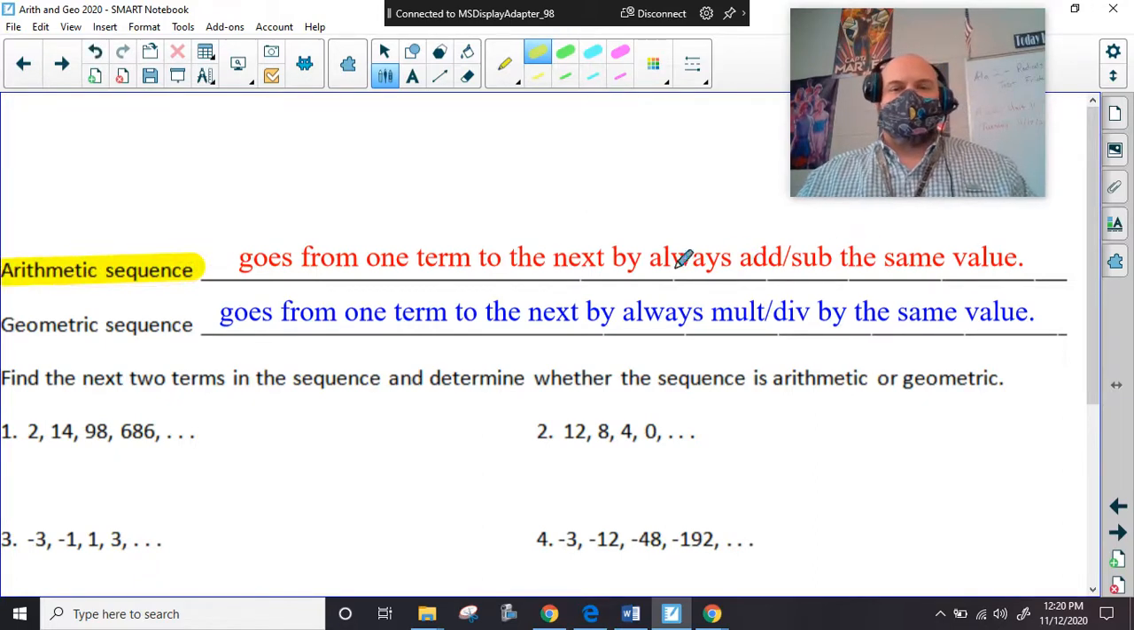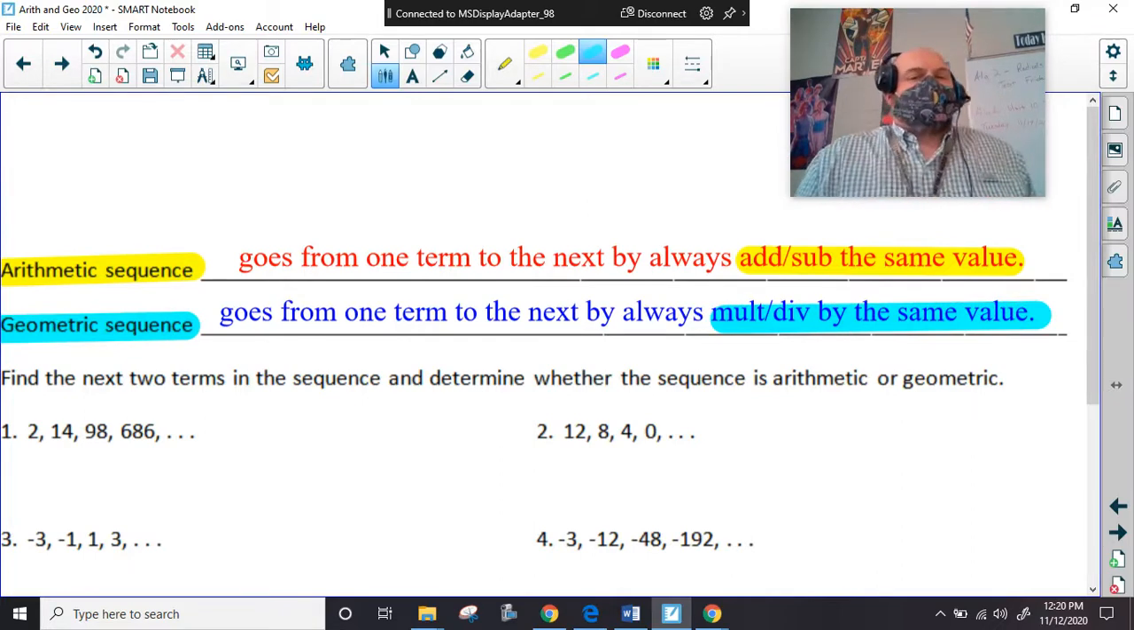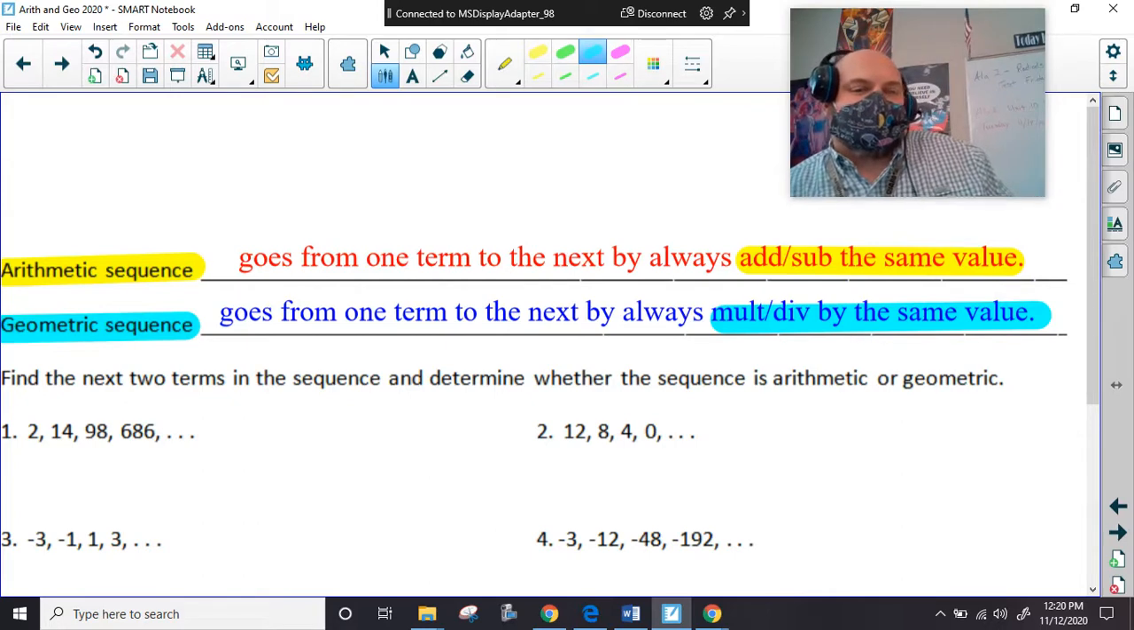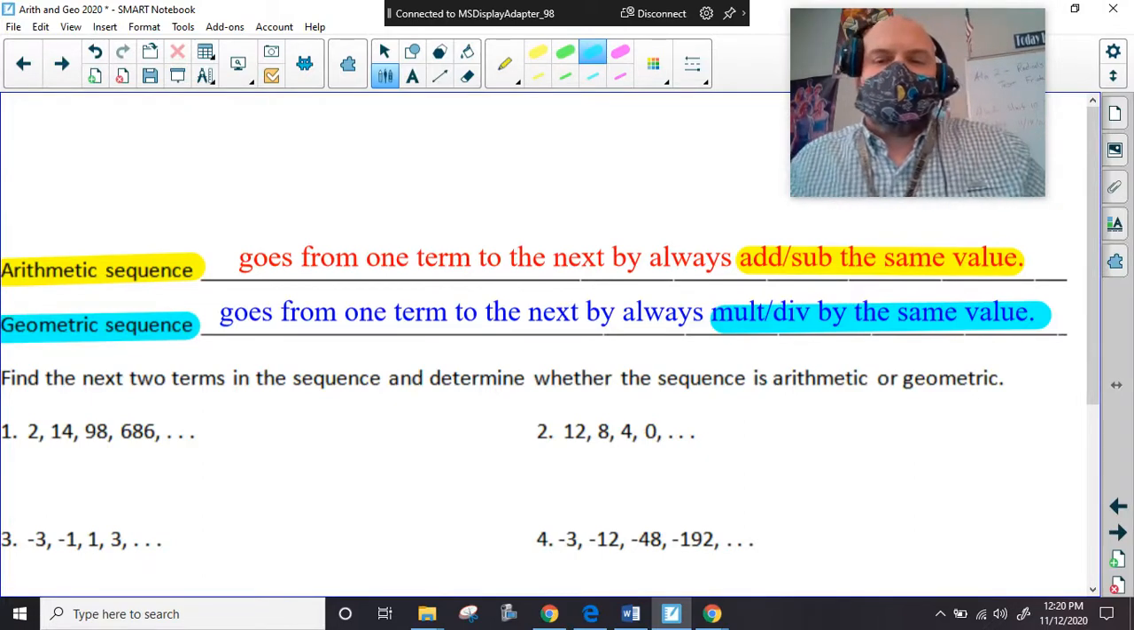Arithmetic: add, subtract, same value. Geometric: multiply, divide by the same value. Honestly, there's no real reason to write "goes from one term to the next." And hopefully, some of the things that I'm teaching y'all could help with note taking, trying to make the main thing the main thing.